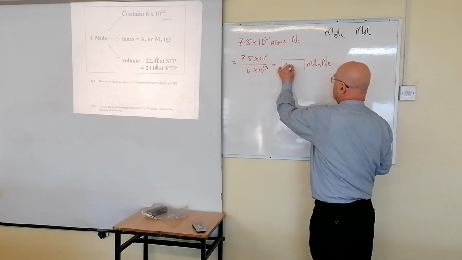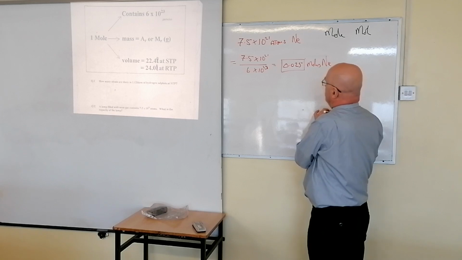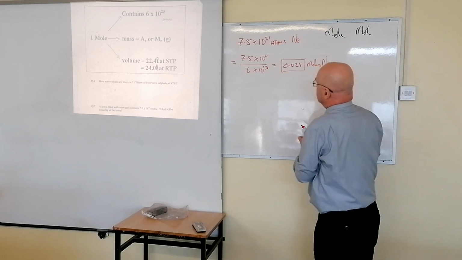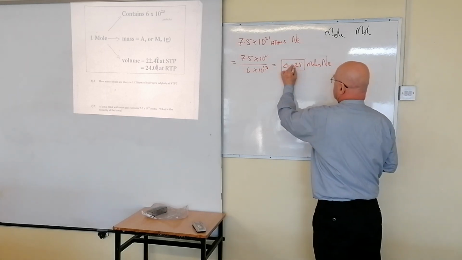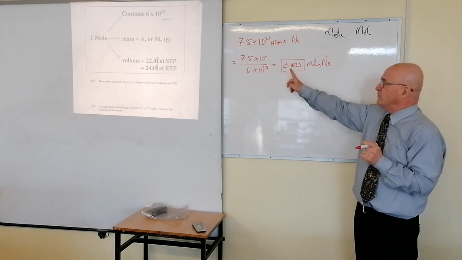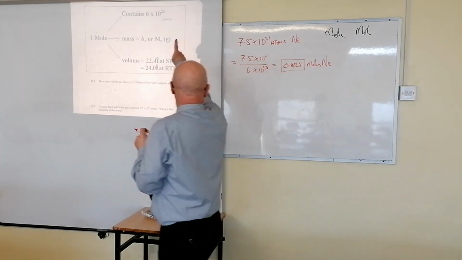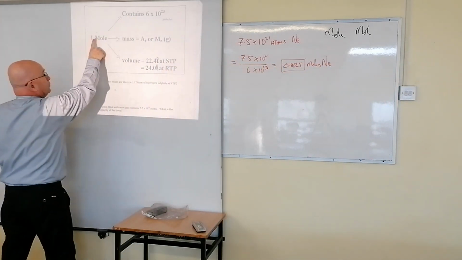Chancing my arm, 0.025, he says. No, I'll leave it at that. It's 0.0125 maybe. Now please don't worry about that. You must go and do that yourself. You must run it through a calculator and you'll get that. Now you have moles. You've gone from particles to moles.